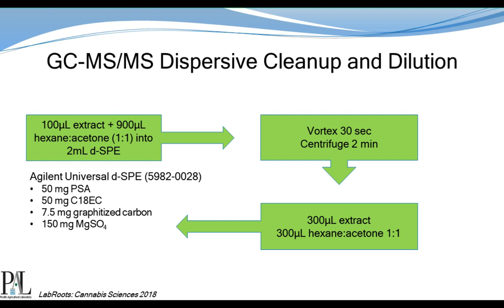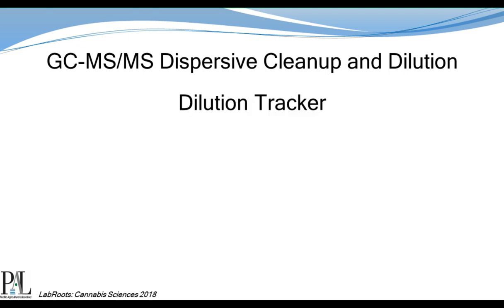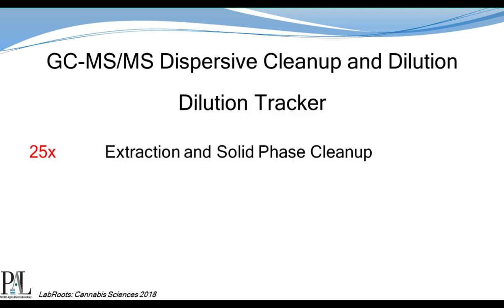Then coming out of that cleanup tube, we're going to do an additional 2x dilution to where we'll use 300 microliters of the cleaned extract, 300 microliters of hexane acetone, and that gives us a 20x dilution of the extract ready to hit the instrument. So we'll do the dilution tracker again. So we've got a 10x pre-cleanup, and then we've got a 2x post-cleanup, again, the DSPE.